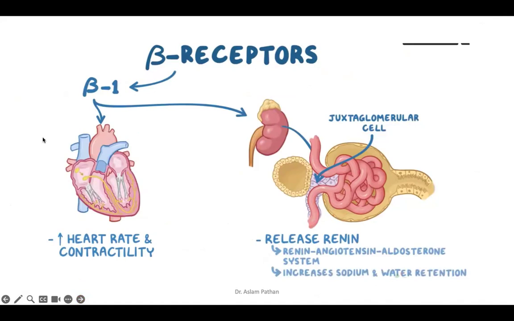The beta 1 receptor increases the heart rate and contractility, and by the mechanism, we can say, of the renin angiotensin aldosterone system, that leads to increase in sodium and water retention, and it occurs in the juxtaglomerular cells in the kidney.